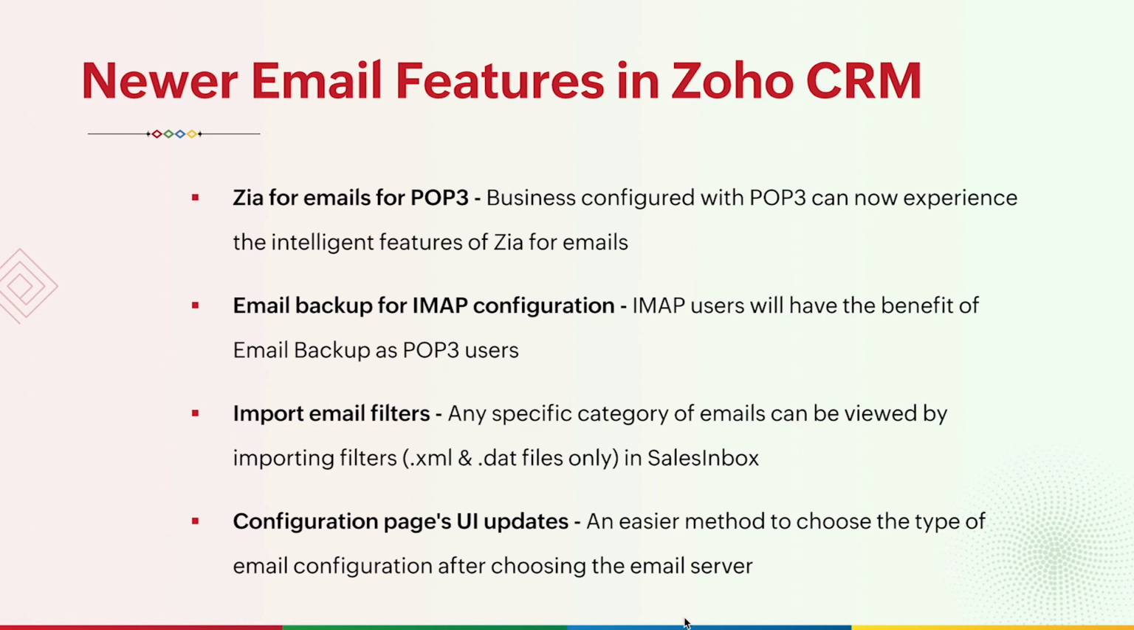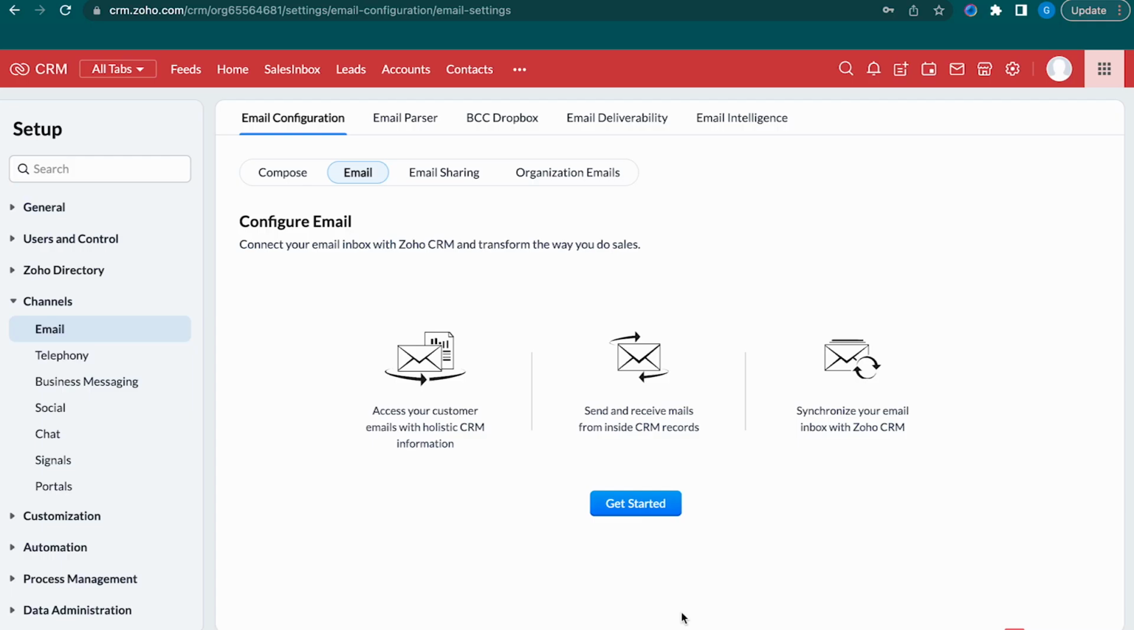Import email filters. A lot of customers efficiently use the email filters available to get a hold of the exact email conversations that they are looking for. Sales Inbox has this really cool ability that allows its users to import email filters. Configuration pages UI updates. This is a small but very efficient change in the email protocol configuration page.